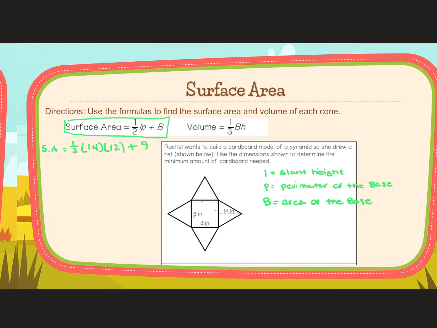All right. So we have surface area is equal to 1/2 times 14 times 12. 14 times 12 multiplied by 1/2 gives us 84, plus 9, which gives us a surface area of 93 inches squared. So again, the minimum amount of cardboard that she would need is 93 inches squared.